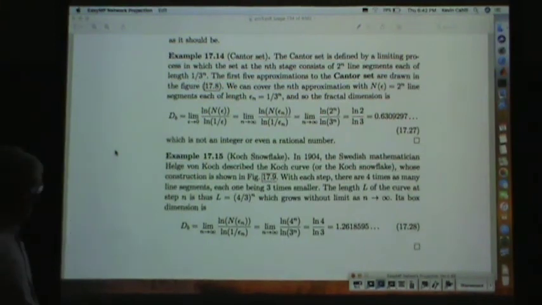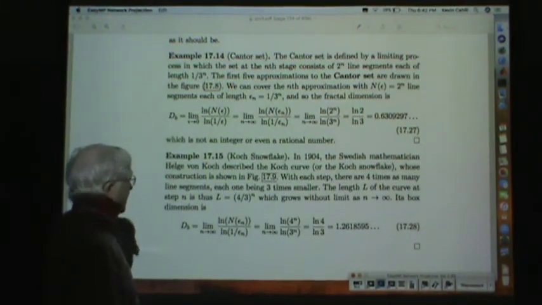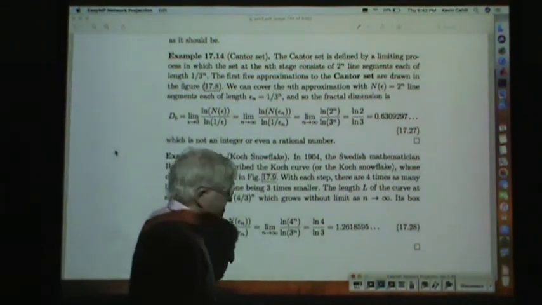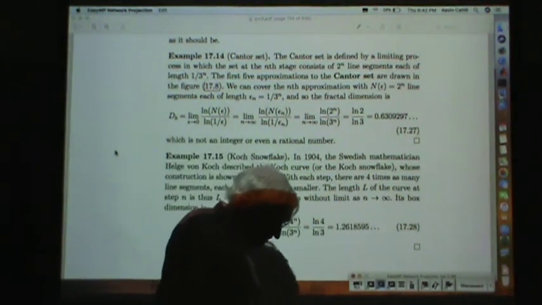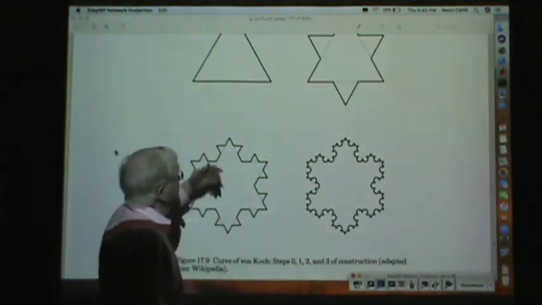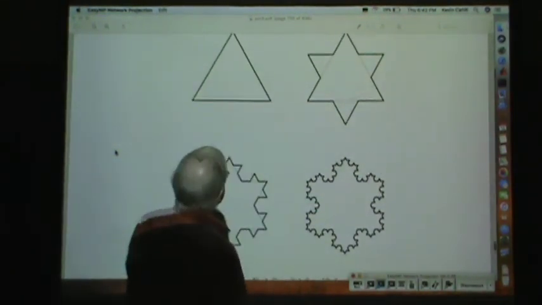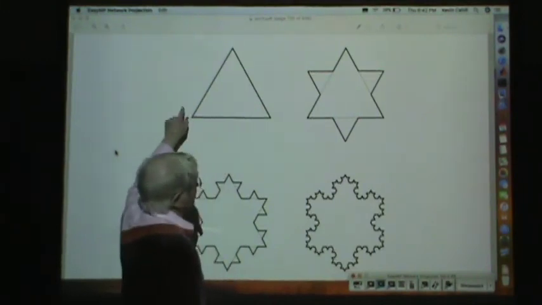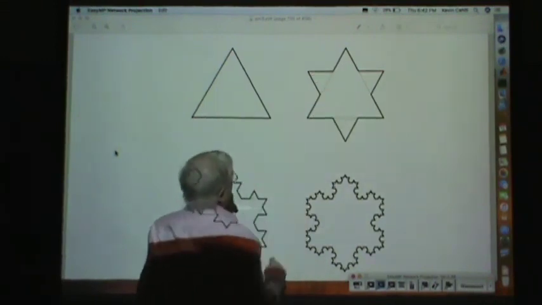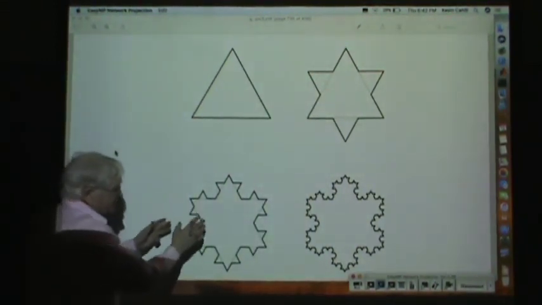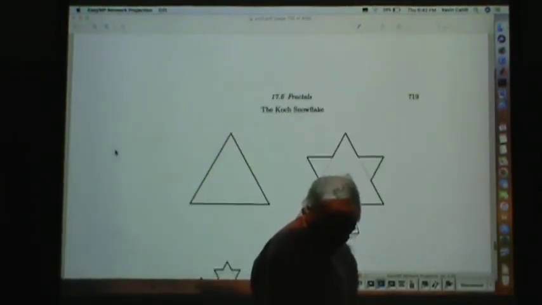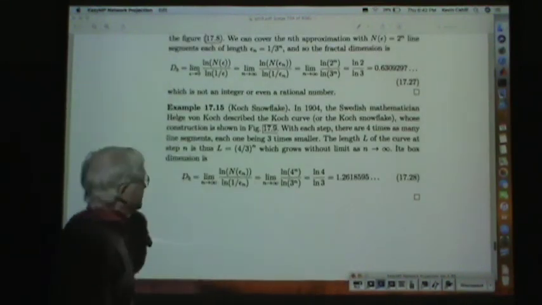Another example is the Koch Snowflake, and the construction is on the next page. Maybe I can flip to the page. So what you do is you start out with a triangle, and then you take each side of the triangle and replace the middle third by another triangle, and then you iterate that process, and pretty soon you get something that, frankly, doesn't look like a snowflake to me, but that's what it's called.